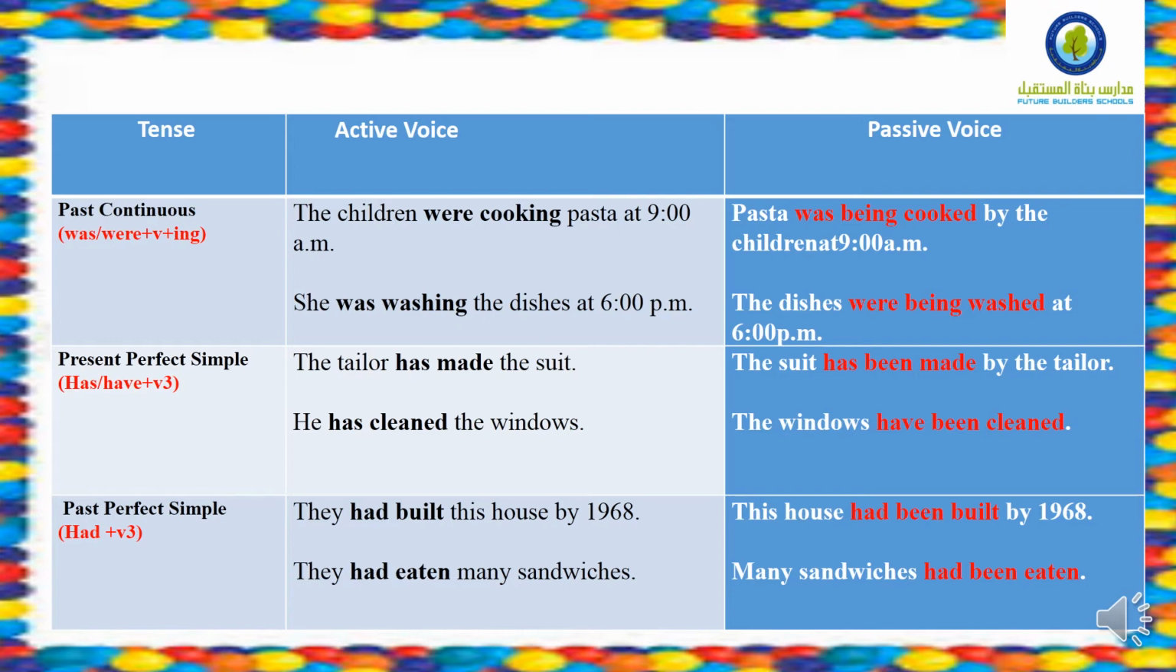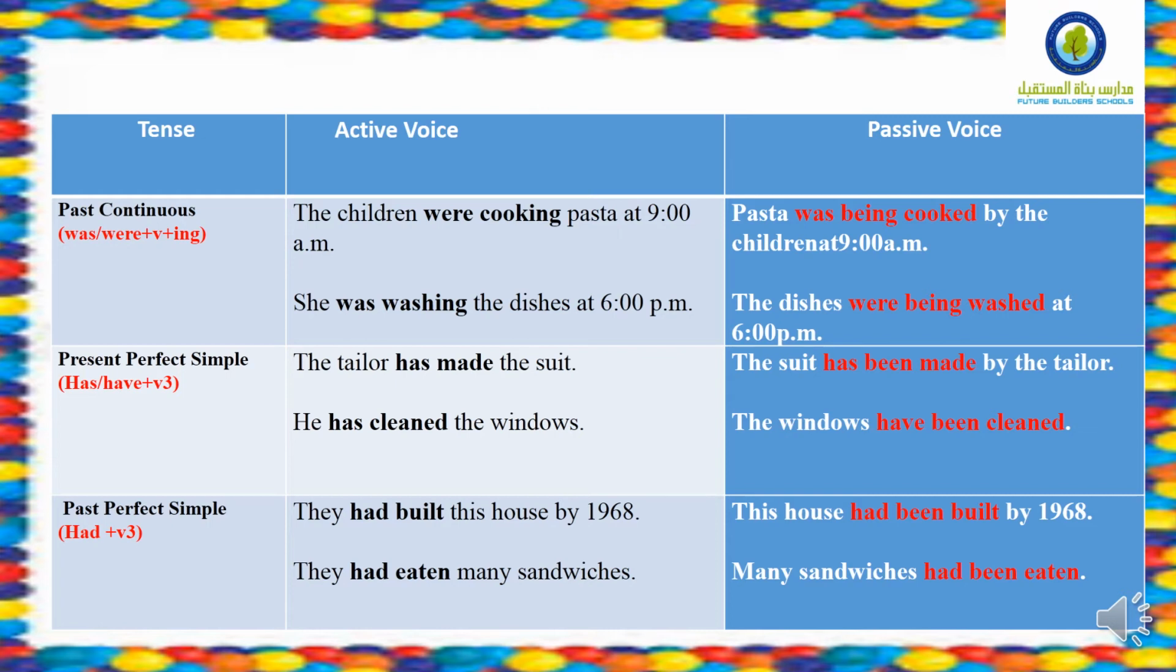You bring the object, which is sandwiches. Many sandwiches, you put had, because it's past perfect. You bring been. Then you put verb 3 from eaten, which is eaten. So many sandwiches had been eaten.